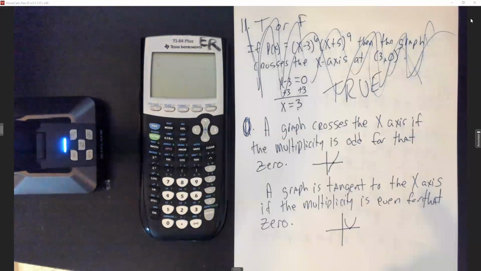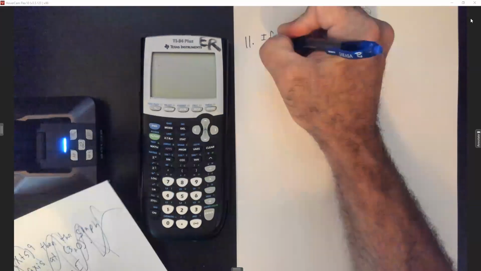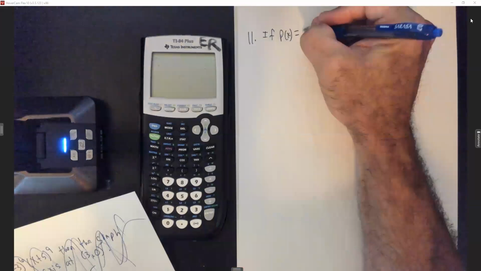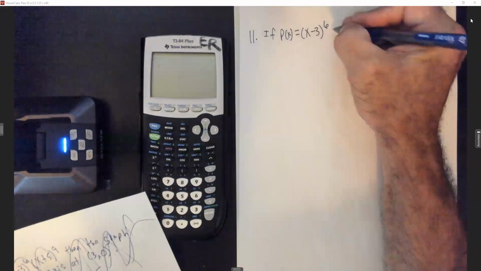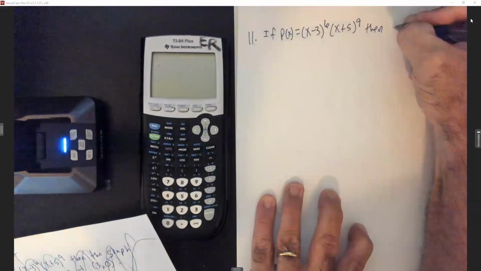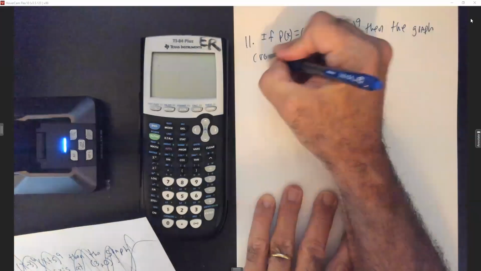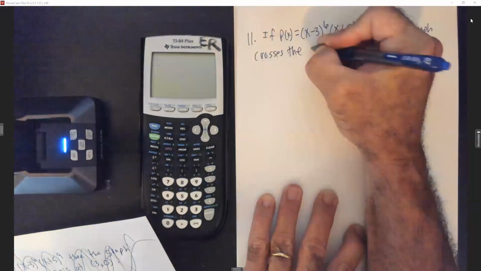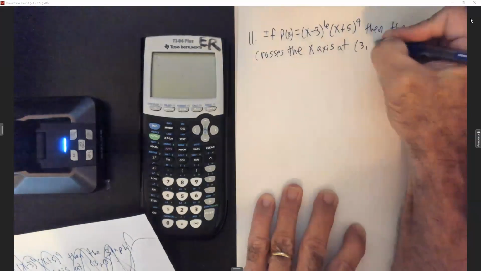So now that we know that, let me rewrite that number 11. It says if P of X equals (X minus 3) to the 6, and then (X plus 5) to the 9th, then the graph crosses the x-axis at 3, 0. So I was mixed up, y'all.